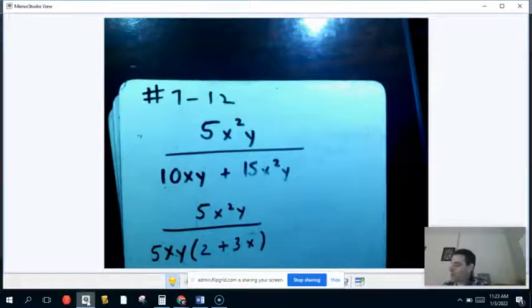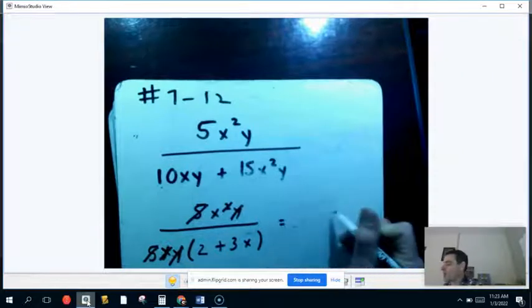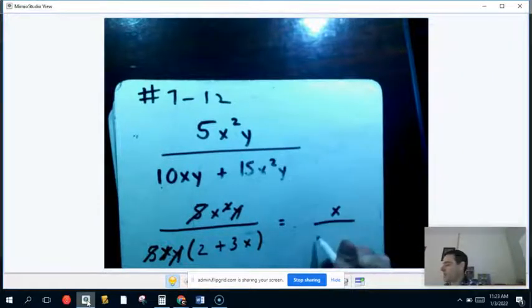And notice that now I can cross off these 5s. I can cross off the y's. I can cross off one of these x's. So instead of x squared, I can make it just plain x, and then that x will go away. Okay, so my answer is going to be x over 2 plus 3x.